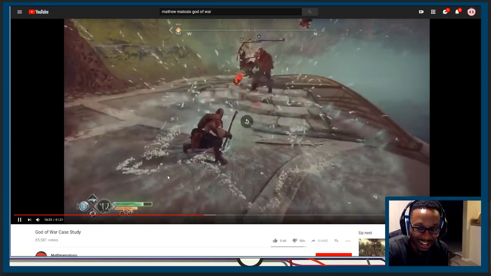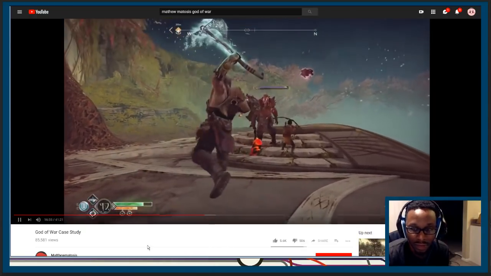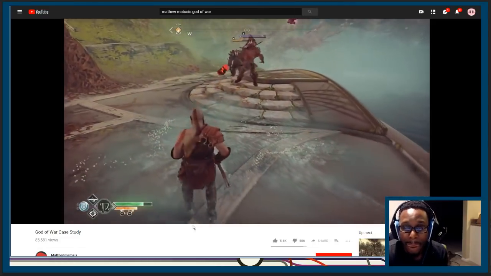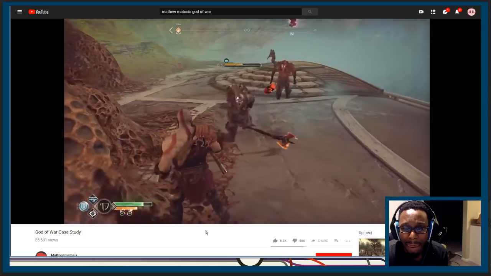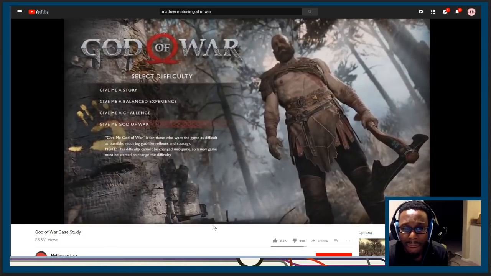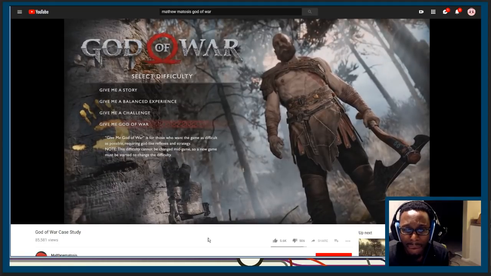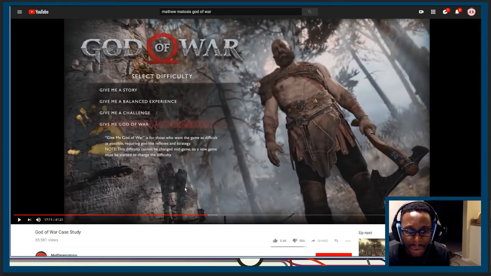You're taking a gamble, one that often pays off, but sometimes doesn't. This might be an acceptable limitation for powerful attacks, except that these moves are one of the few ways to do appreciable damage against the inflated health pools of max difficulty. Give Me God of War implies that this is the ideal way to experience the game, but I don't think even the development team actually believed that. For those who want a game as difficult as possible, requiring godlike reflexes and strategy, this difficulty cannot be changed.